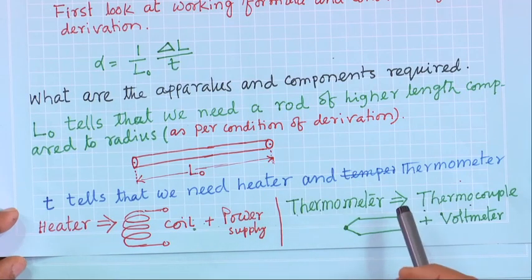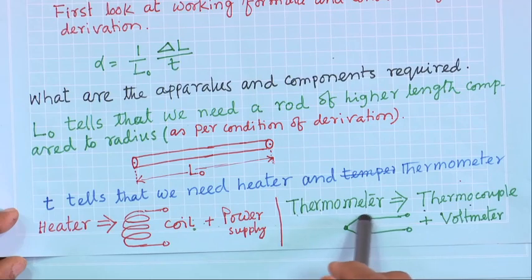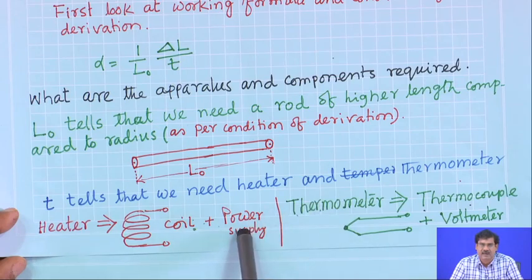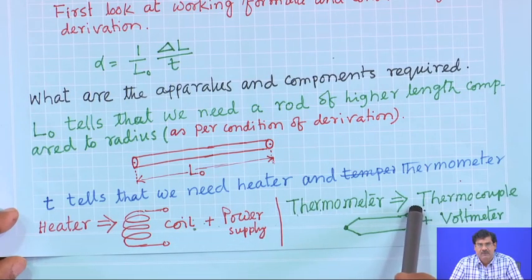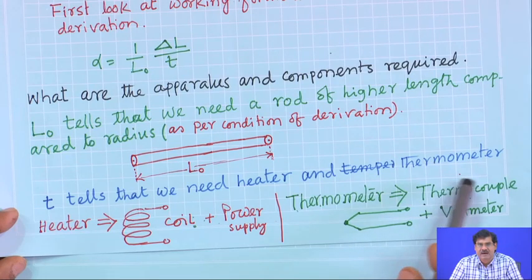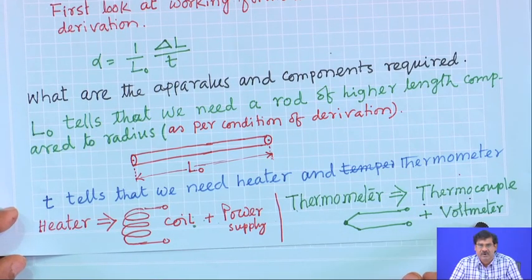So, if you buy commercially, this arrangement has a thermocouple which will be placed at the sample place, and there will be a voltmeter which is calibrated with the temperature. So basically you will not read the voltage, but directly read the temperature.